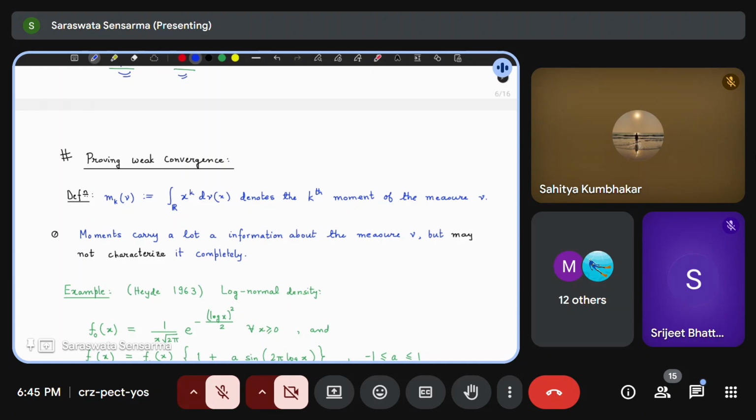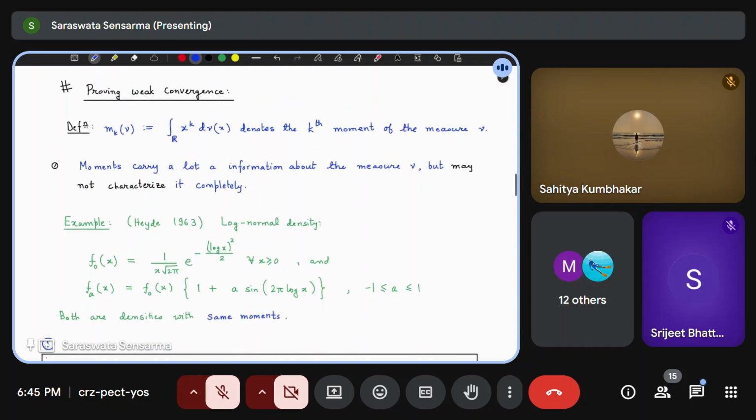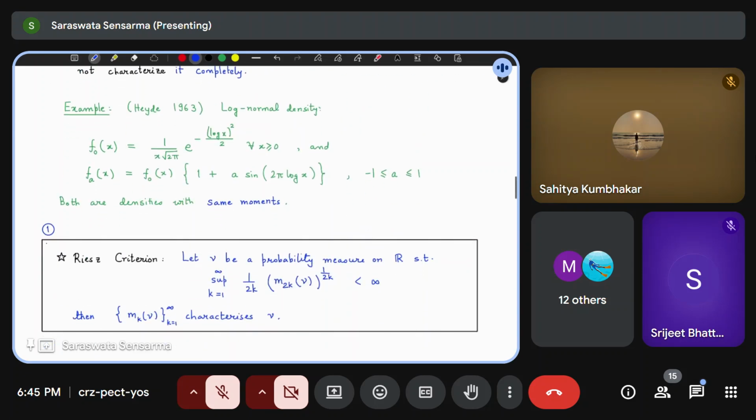And we are all familiar with moments of random variables, and we know that they carry a lot of information about the random variable. However, they might not characterize the random variable completely. In particular, there are these two densities which have the same moments, but the densities are different. Okay. However, one can talk about a particular criterion called the Riesz criterion, which says that if the moments are well controlled, if the moments don't grow too fast, where m2k is the 2kth moment, then the random variable is completely characterized by the moments.